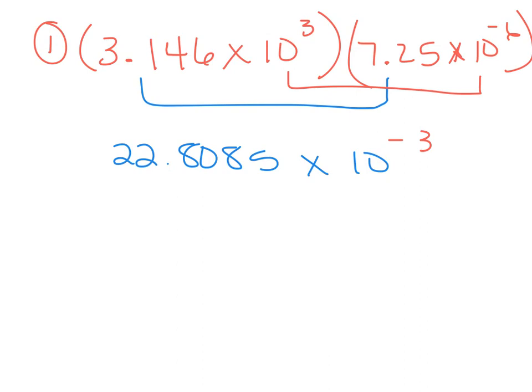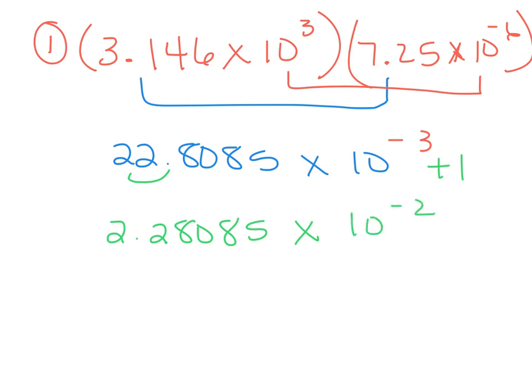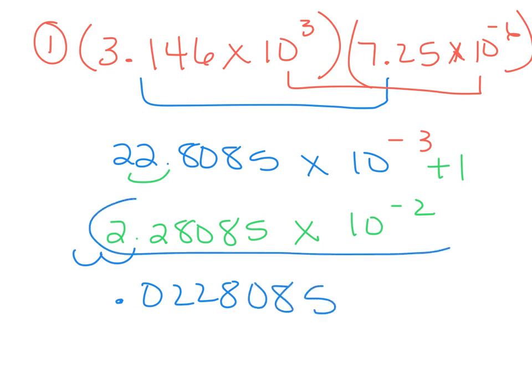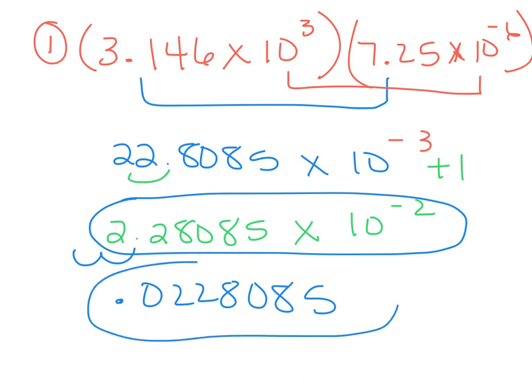But I know that that is not correct scientific notation. So to make it correct scientific notation, I need to move the decimal once to the left, which means I need to add 1 to my exponent. So now I have times 10 to the negative second. So there's my scientific notation answer. And then to put it in standard notation, I move the decimal 2 places to the left. So my answer is 0.0228085. So my scientific notation answer is this, and my standard notation is this.